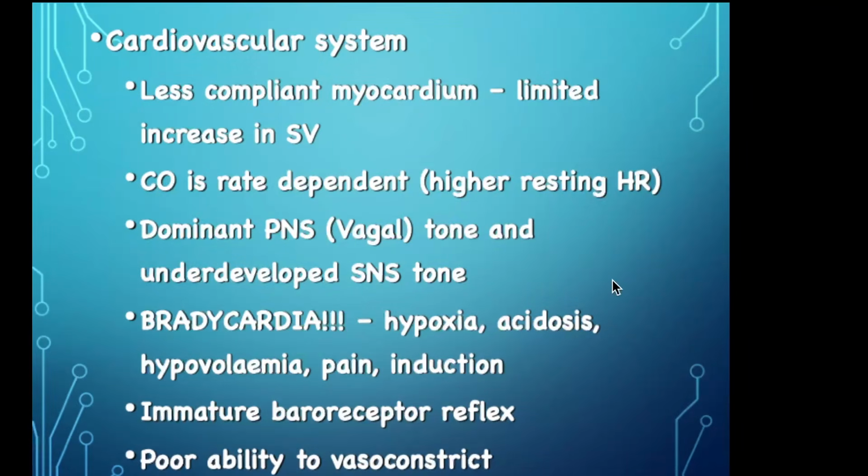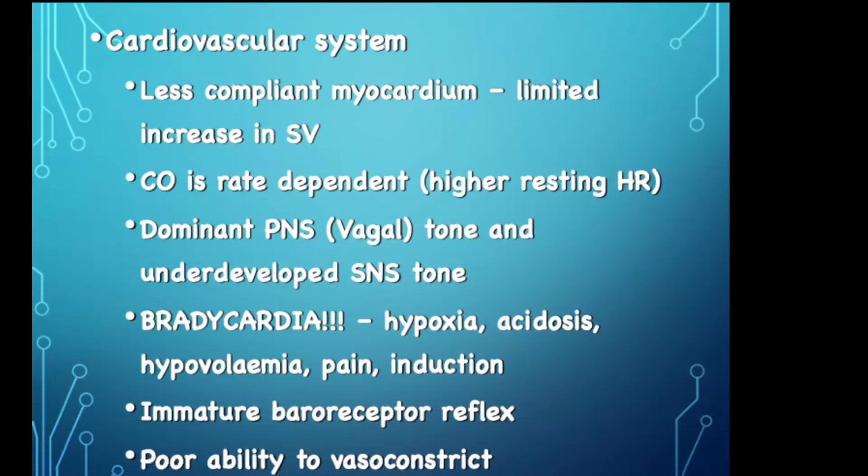They have a dominant parasympathetic or vagus tone, okay? And I basically have described children as one giant vagus nerve. So if you do anything to them, their first response is bradycardia, and their second response is apnea to anything. If they're hypoxic, if they're acidotic, if they're hypovolemic, if they have been starved, if they are hypoglycemic, if they have pain, if they have any sort of overzealous induction with large doses of propofol, large doses of opioid, or high concentrations of gas for a long time, they've got an immature baroreceptor reflex.